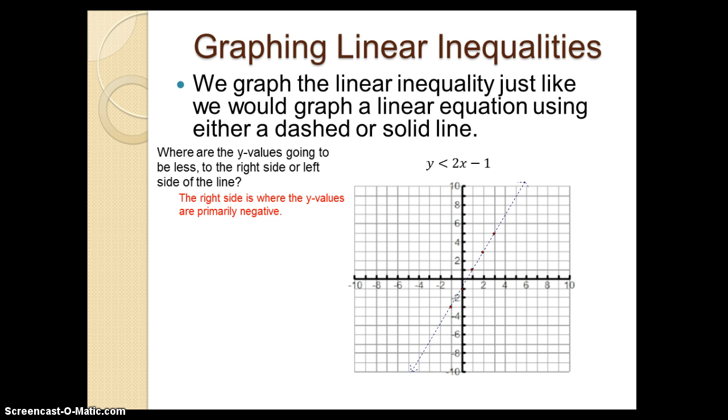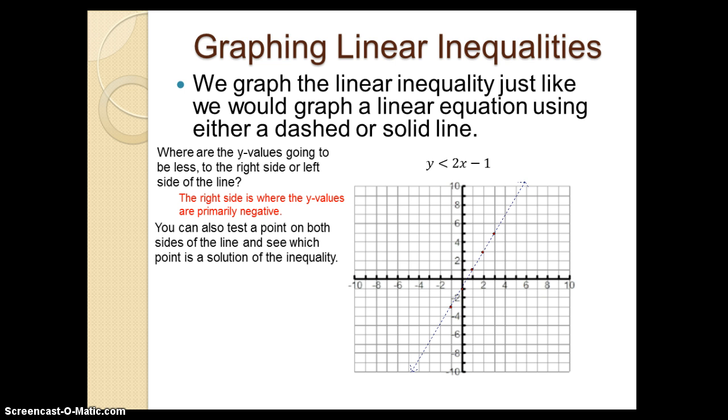Hopefully you said to the right side is where the y values are smaller, or where the y values are primarily negative. Above the line, we have positive y values. They're getting greater. Below the line, the y values are smaller. So the right side is where the y values are going to be less than.